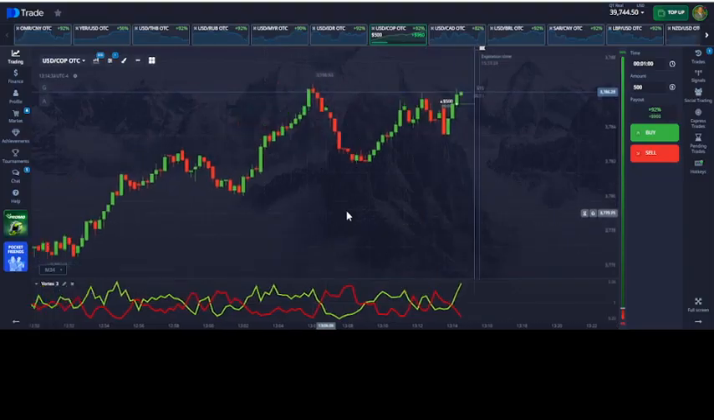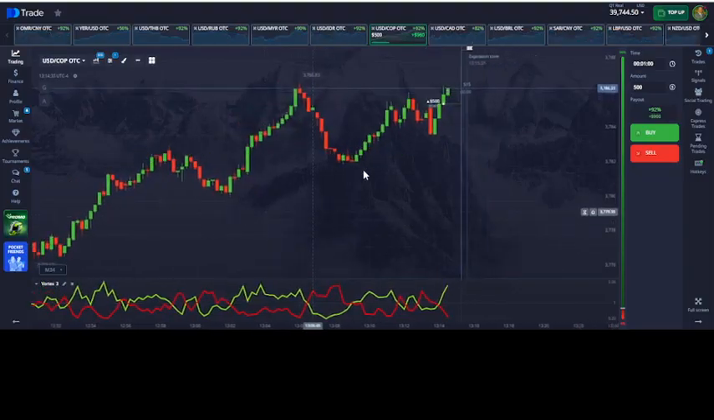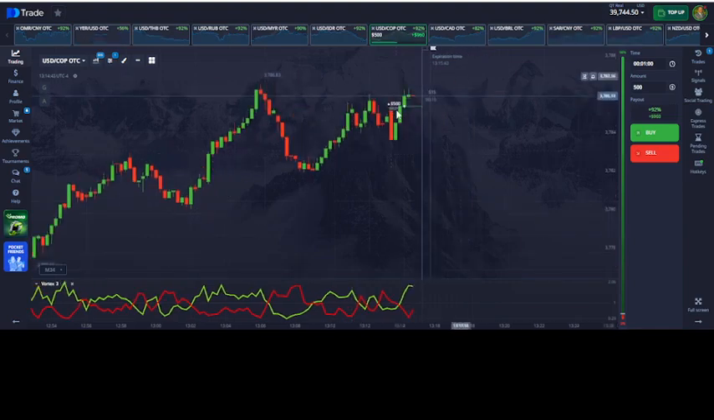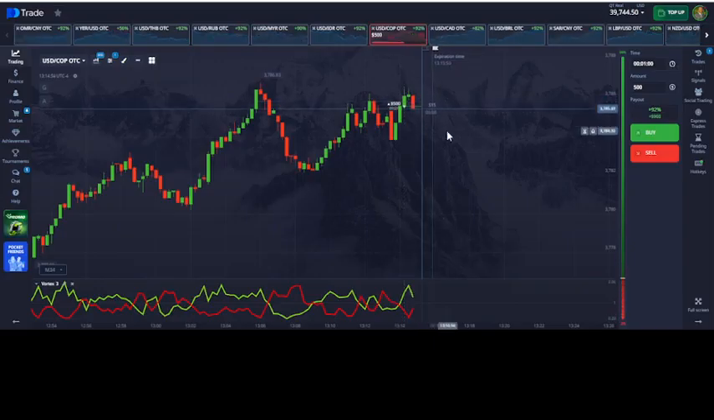The general trend here, if you notice, it's kind of in a bullish momentum here. So I took the trade because I predicted there would be a continued bullish push to the upside with the reversal level here. So let's watch this trade and wait for the expiration.